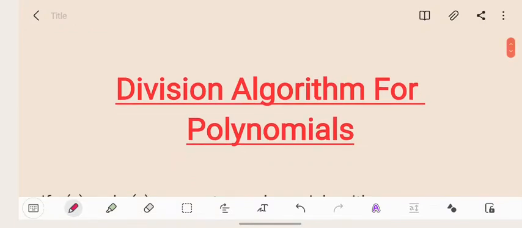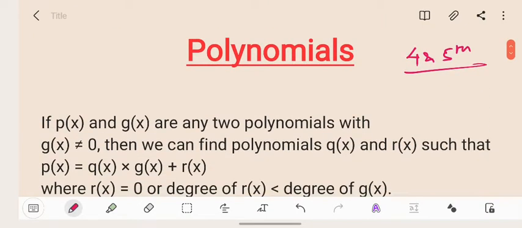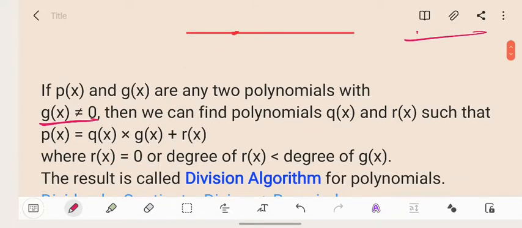As you have already learned in your previous classes, I'm talking about class 4th and 5th, regarding the division algorithm, you learned how to arrange a dividend, a divisor, a quotient, and a remainder in an equation form. Okay, so here, if p of x and g of x are two polynomials with g of x not equal to 0, then we can find polynomials q of x and r of x such that p of x equals q of x multiplied by g of x plus r of x.